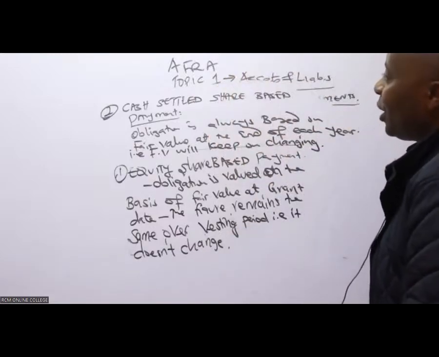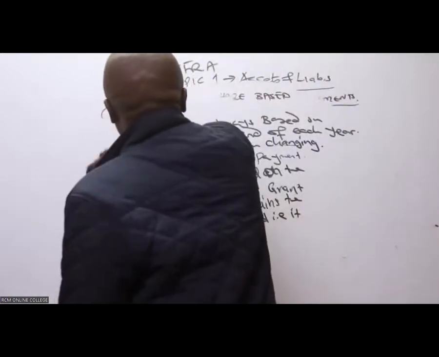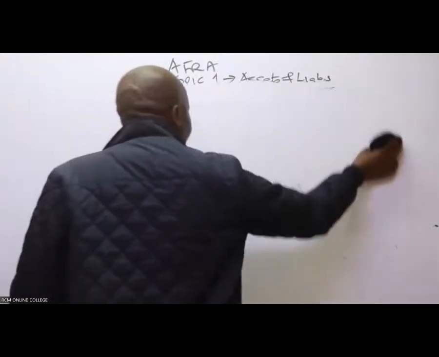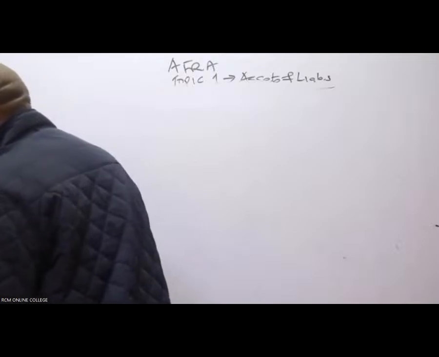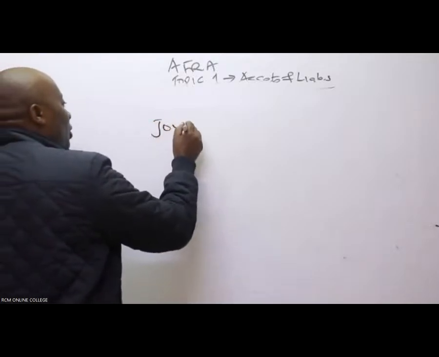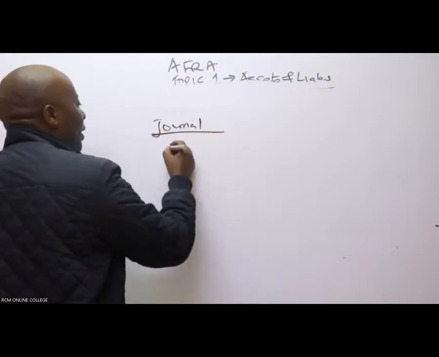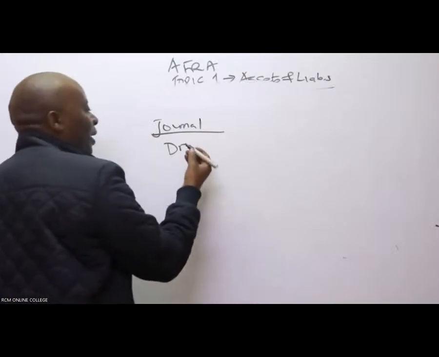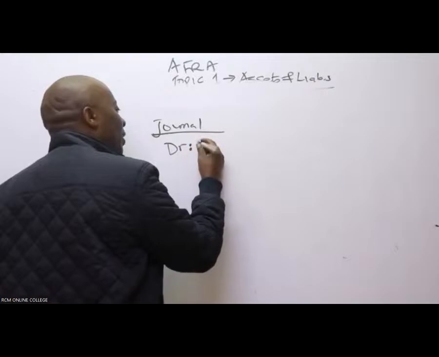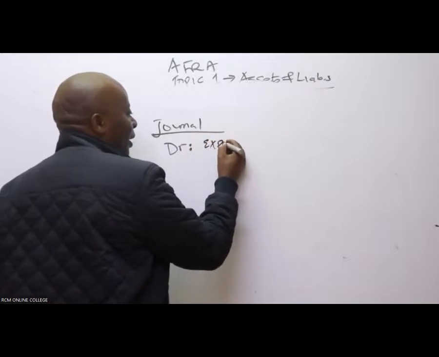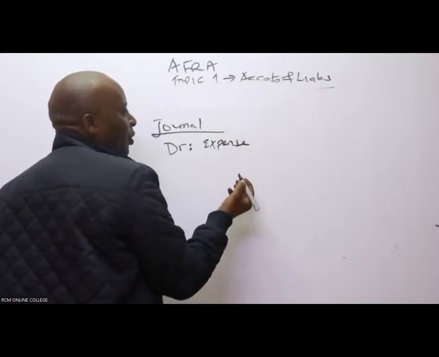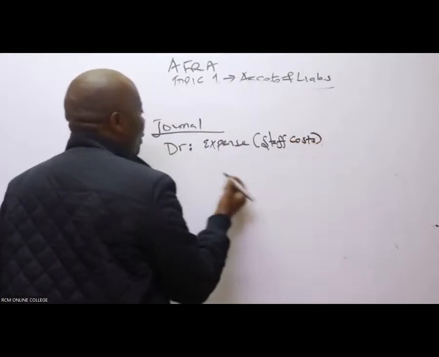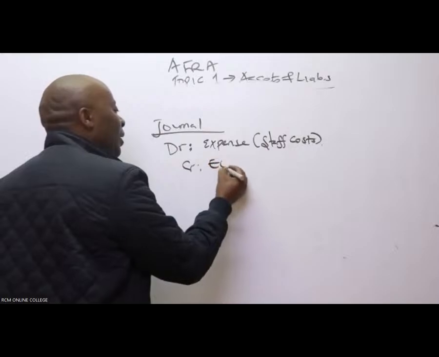Now listen to me very, very well here. What are the journal entries for this obligation? The journal entries that we shall pass here, we shall come under debit, ladies and gentlemen. We have in this case an expense. So this expense, of course, we shall call it the staff costs. And then we shall come under credit equity.